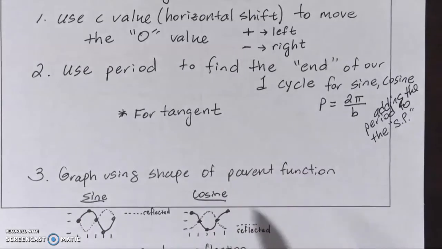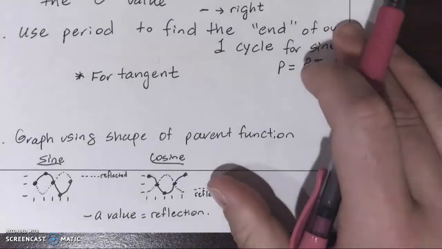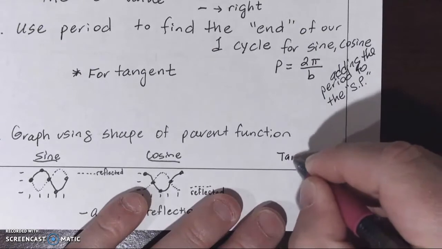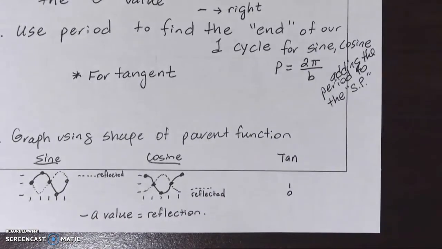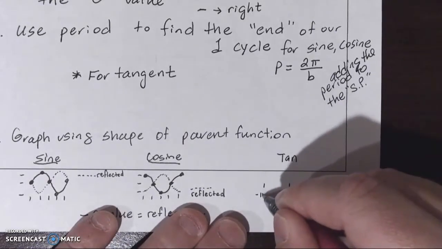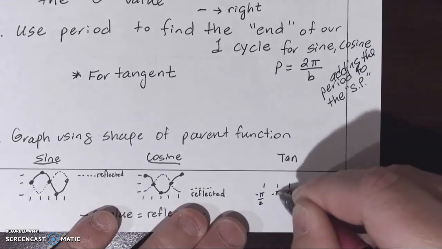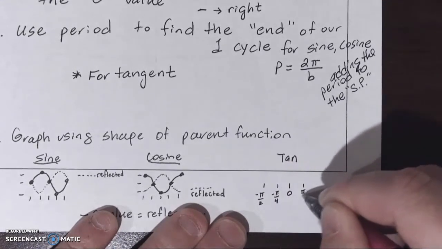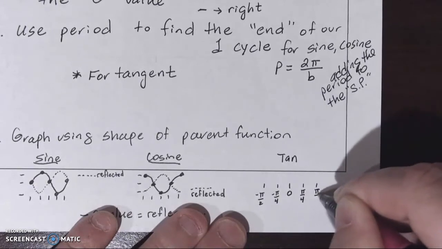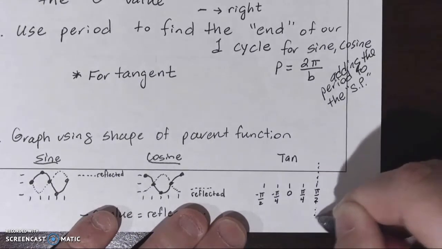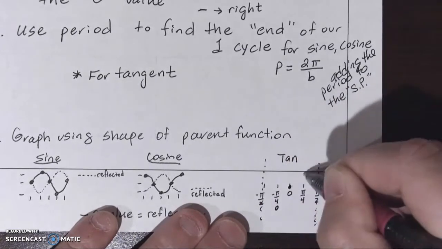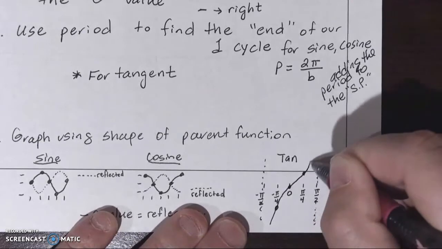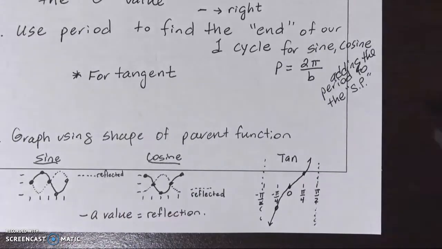For tangent, it's going to be a little different, and here's why, okay? Let's go recap the parent function for tangent, okay? The 0 is not the starting point like sine and cosine. The 0 is actually the middle. So when we graphed the parent function for tangent, the 0 point was in the middle. And that's how the graph looked. Just a reminder, okay?